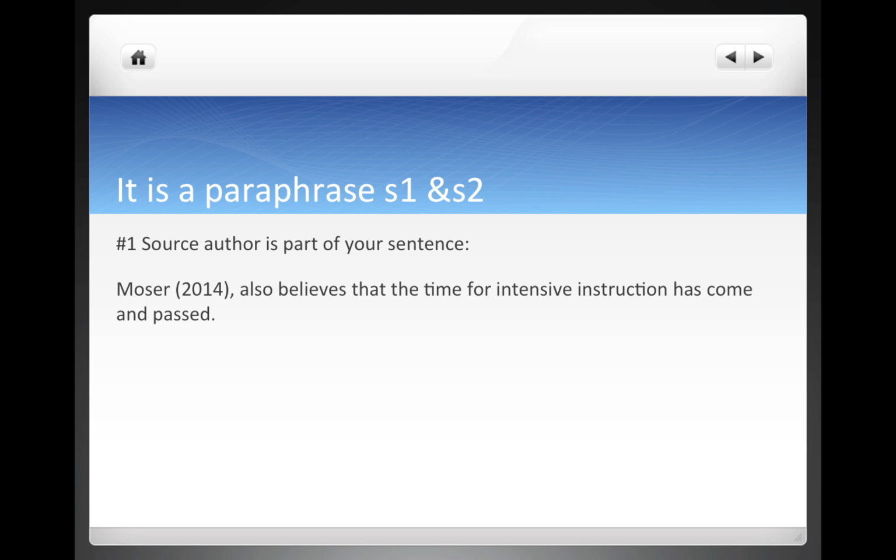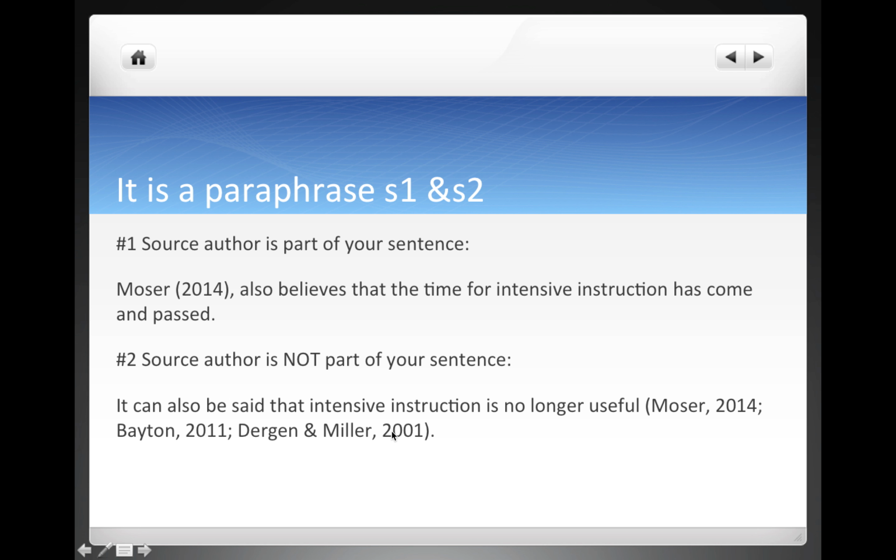Paraphrase, very simple. 2 scenarios. The source author is part of your sentence. There are only 2 components in a paraphrase, author, year. So Moser, 2014, also believes, da-da-da-da-da. Okay, so that's it. If I don't want to introduce the author in my sentence, I just need to put the author's name at the end. So here's the paraphrase, and there's the author's name at the end.